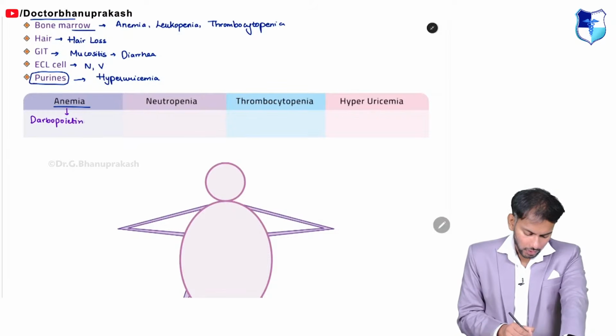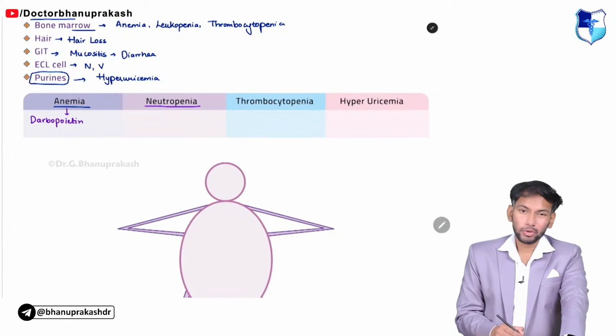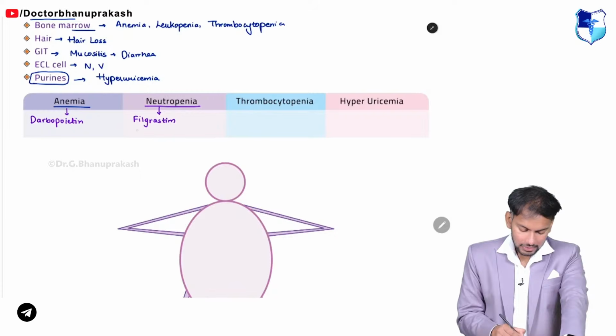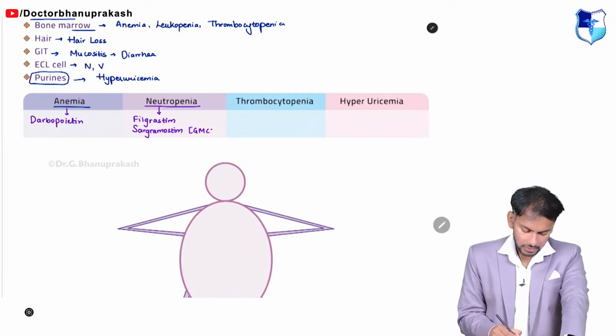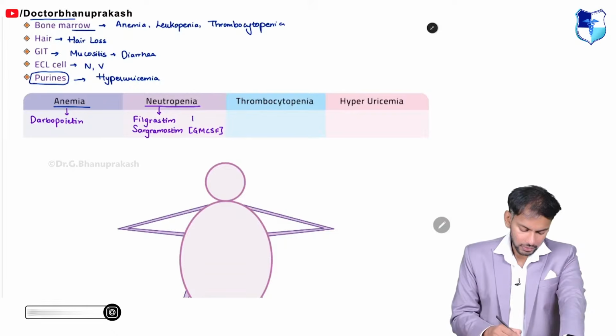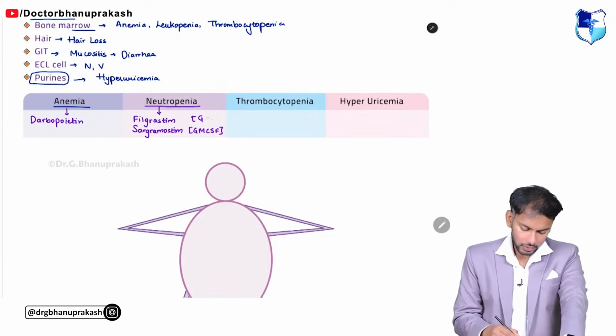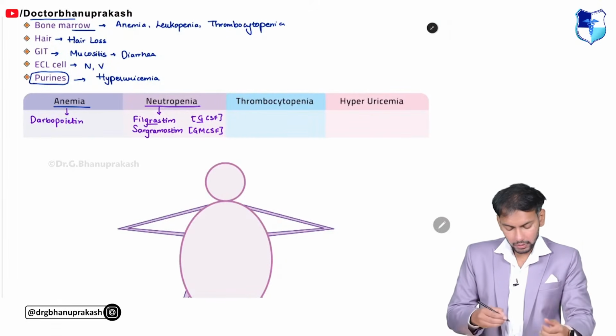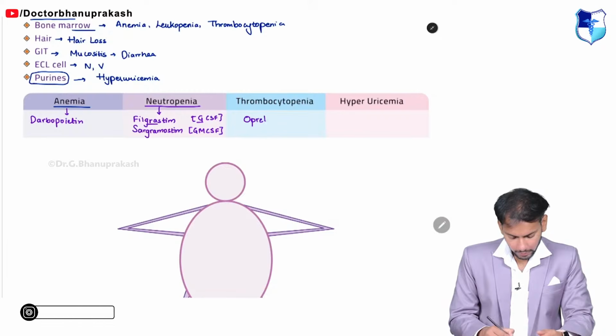If a person has neutropenia, what should you give? G-CSF or GM-CSF? These are filgrastim, that is G-CSF, and sargramostim, that is GM-CSF, colony stimulating factor. This is granulocyte colony stimulating factor. Granulocyte, G for G. For thrombocytopenia, I told you an interleukin 11 analog, that is oprelvekin.